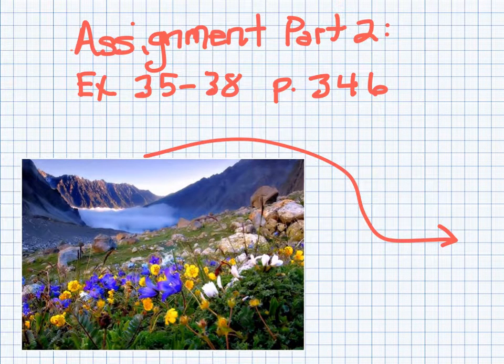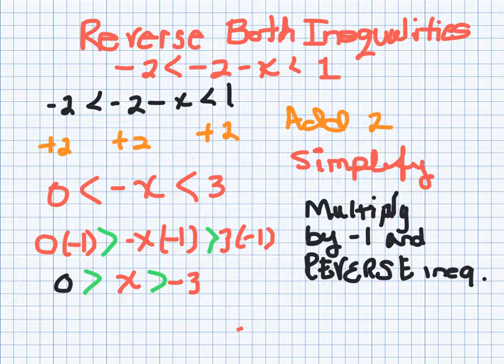So the next part of this assignment, assignment part 2, is to do exercise numbers 35 through 38 on page 346. But you're going to remember that when you multiply or divide an expression of a compound inequality by a negative number, you have to reverse the sign. You have to reverse both inequalities on that.